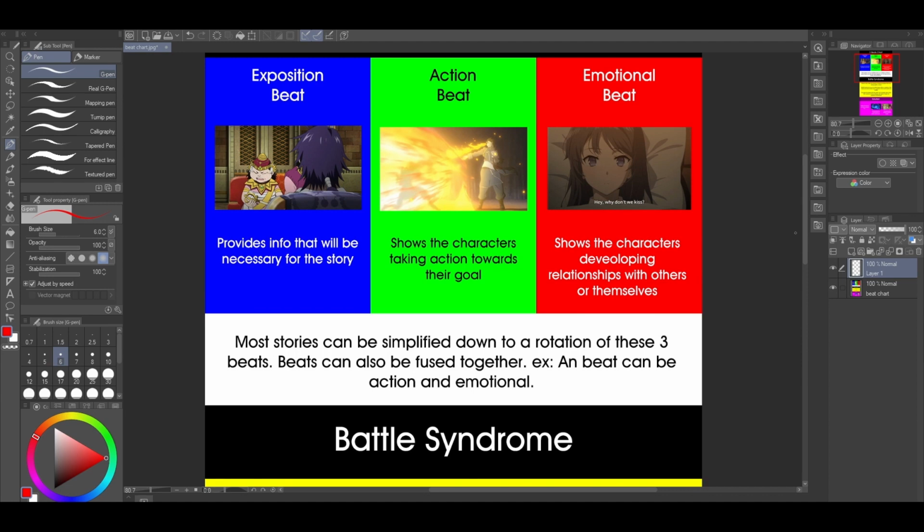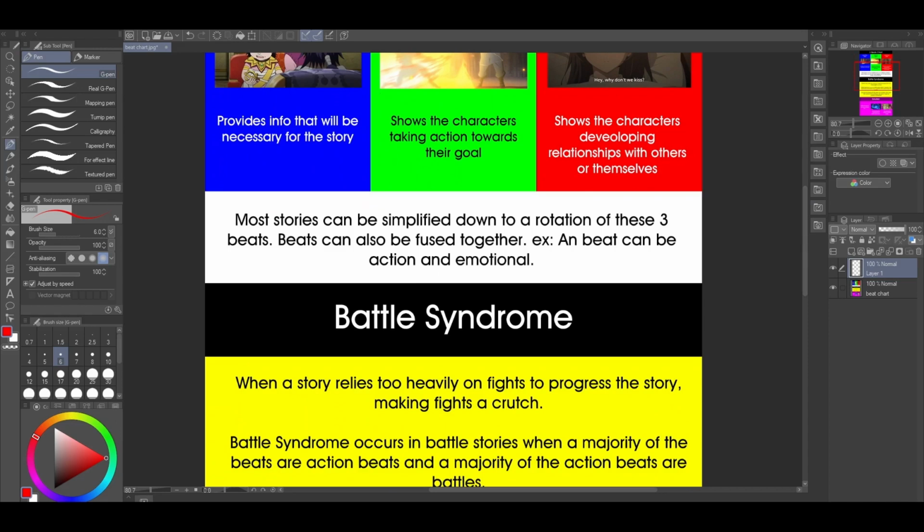That is an emotional beat and an action beat because they're fighting, but then at the same time Naruto's having like this inner monologue where he's confused. It's like, why is Sasuke trying to kill me? And then he gets angry. So yeah, you can mix all 3 beats together.